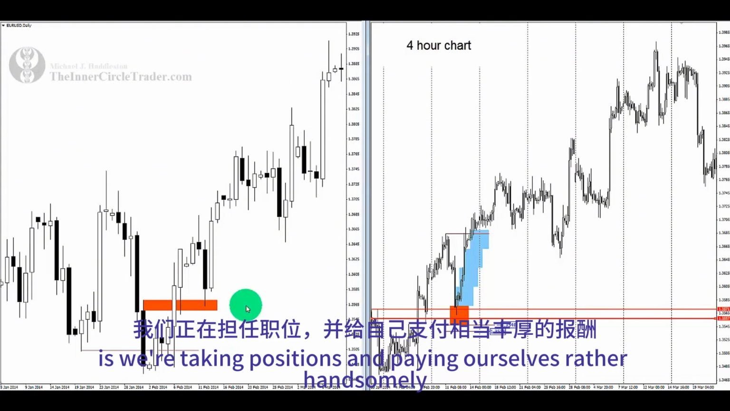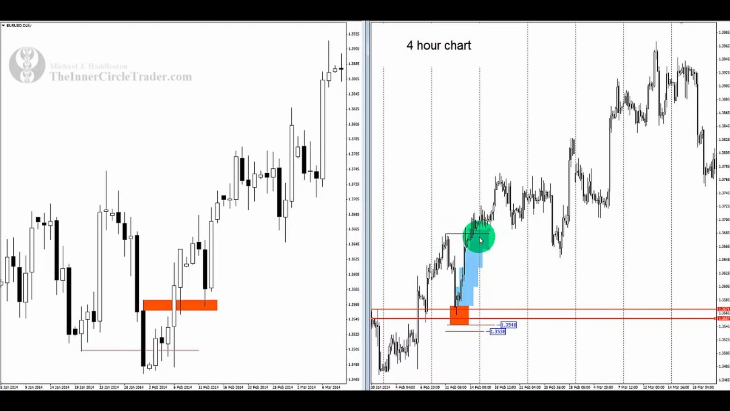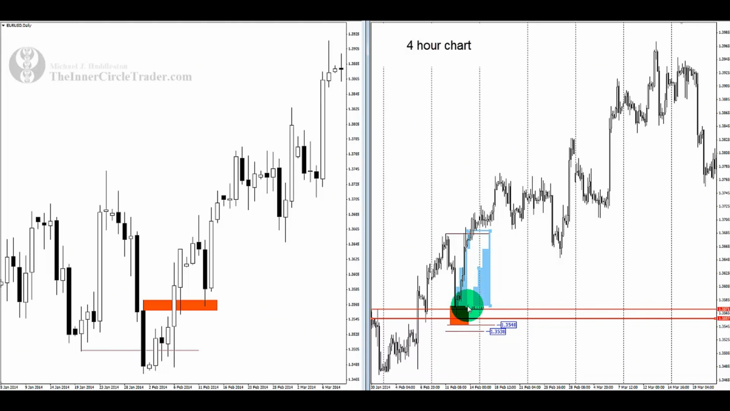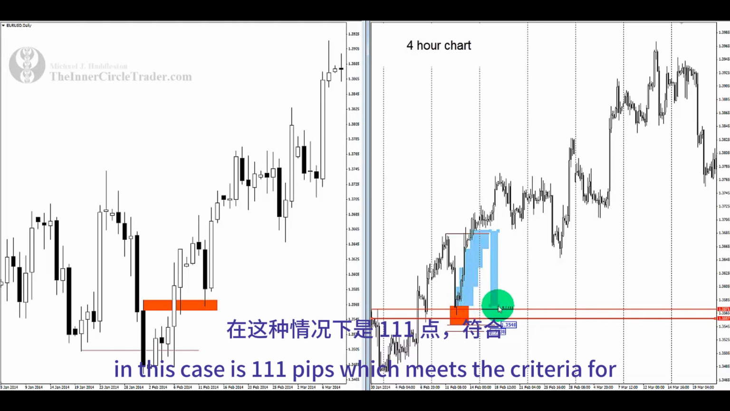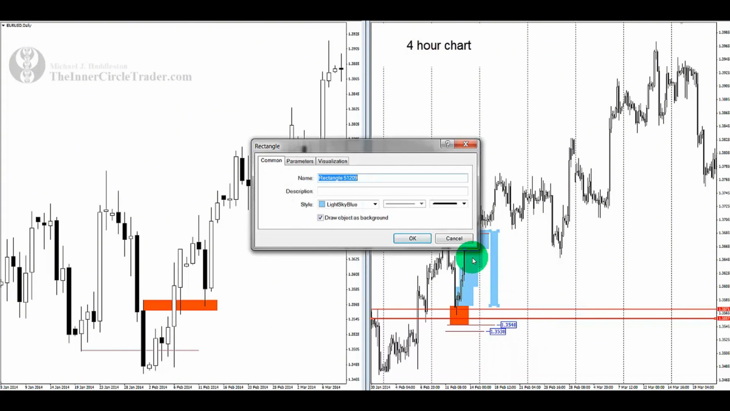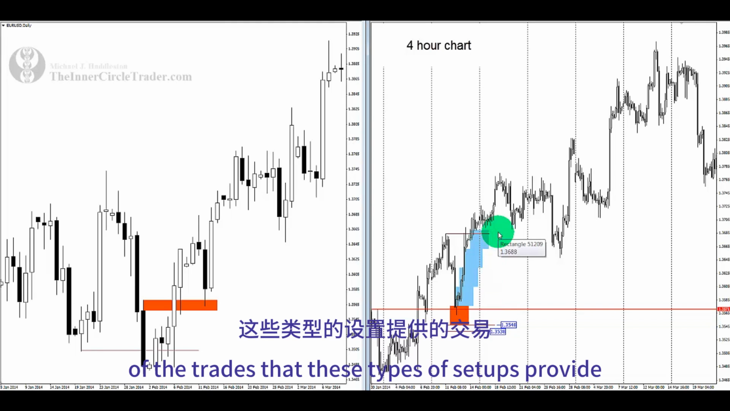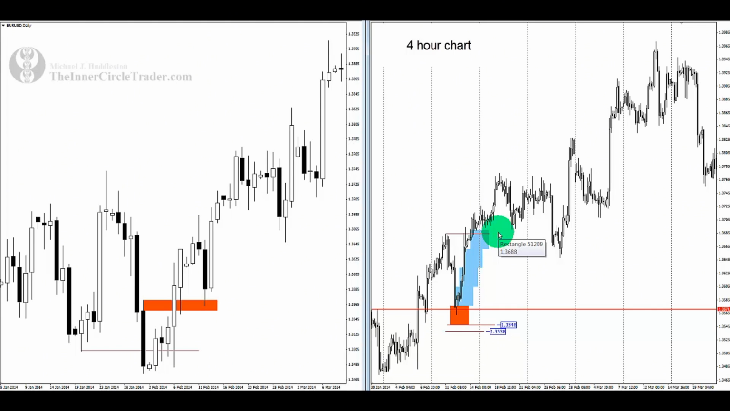So what we're doing is we're taking positions and paying ourselves rather handsomely, because overall, if we consider the range at which we would be looking to get long on, in this case it's 111 pips, which meets the criteria for the range or duration or magnitude, if you will, of the trades that these types of setups provide.